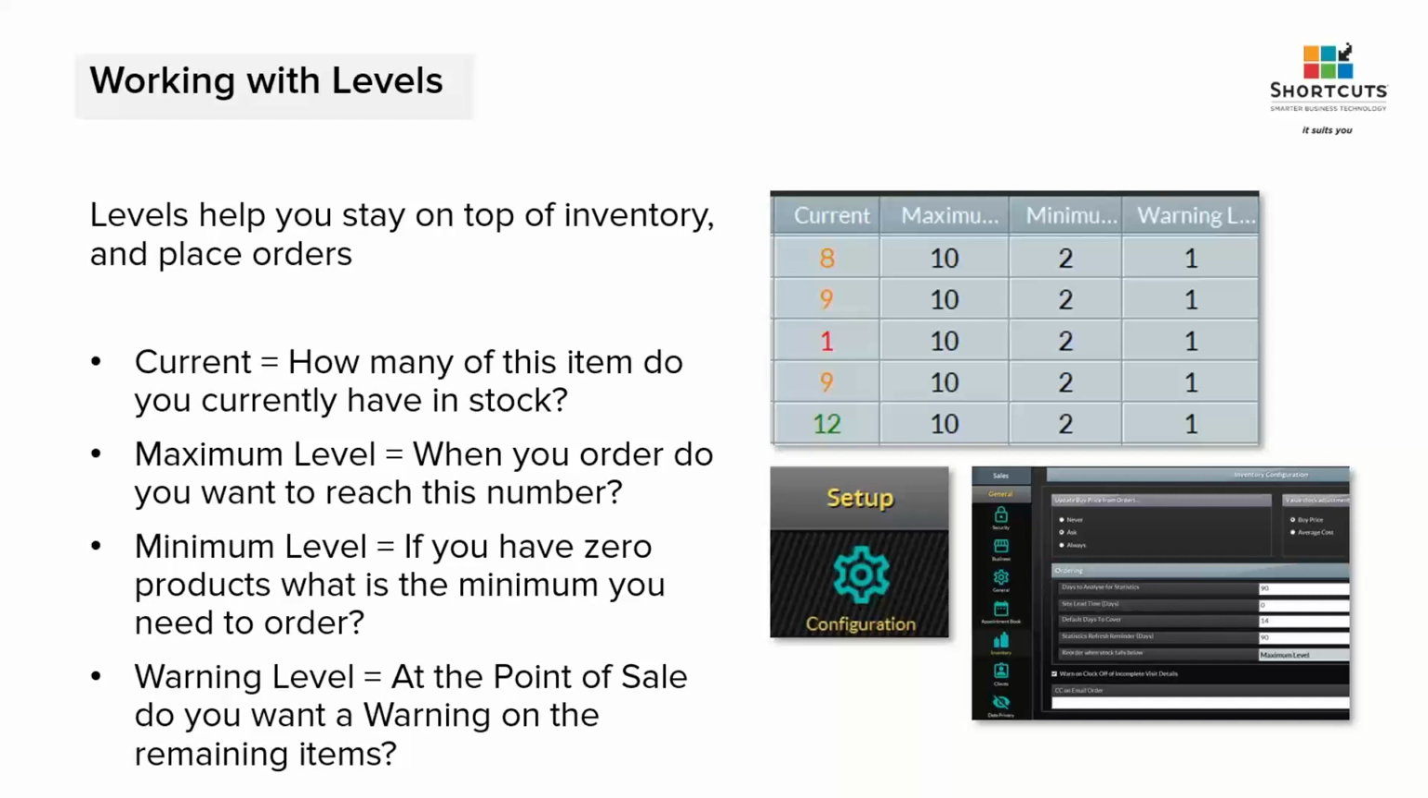Maximum is what is the maximum amount of this item that should be on your current list. So every time you place an order, what is the number that you hope to achieve? Minimum is the minimum amount you should always order or have in stock. And the warning level, at the point of sale, if you have this option enabled, you can actually have shortcuts warn you, hey, you're down to your last bottle, or you only have 2 bottles left in stock. That's your reminder to place a new order.